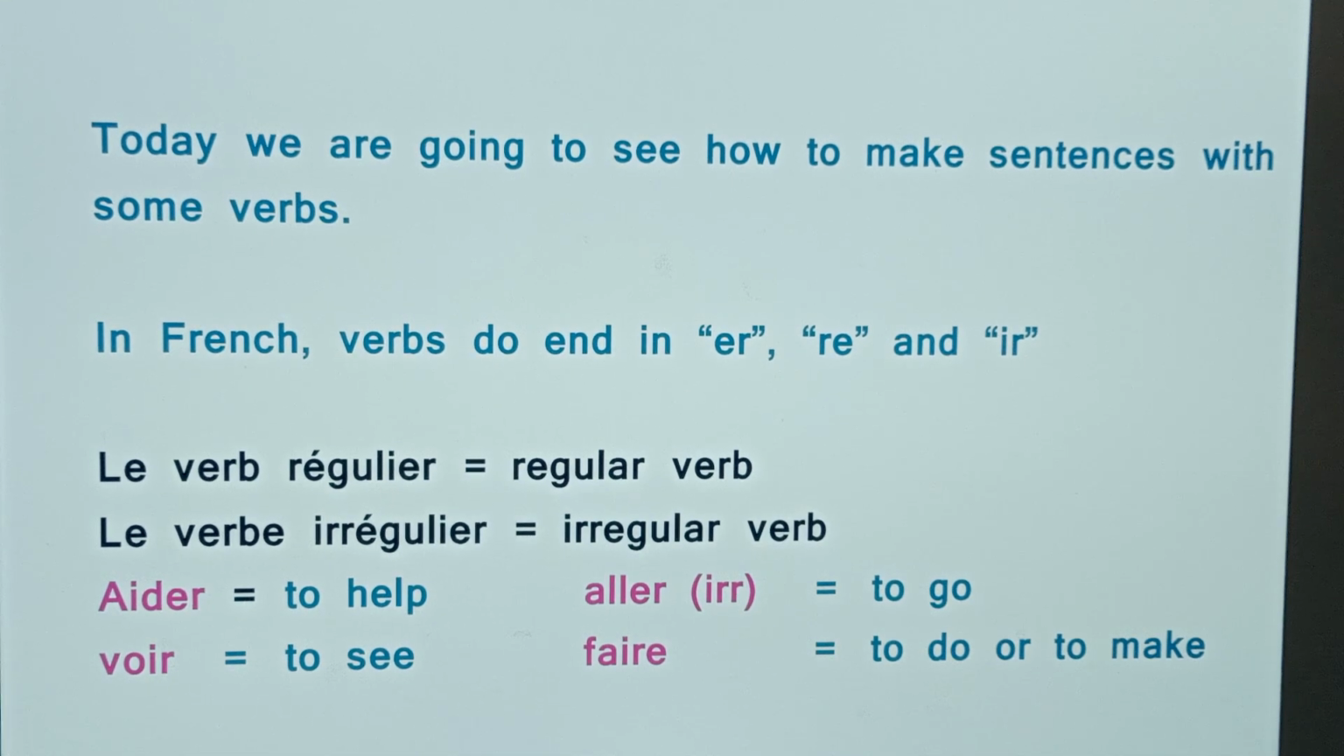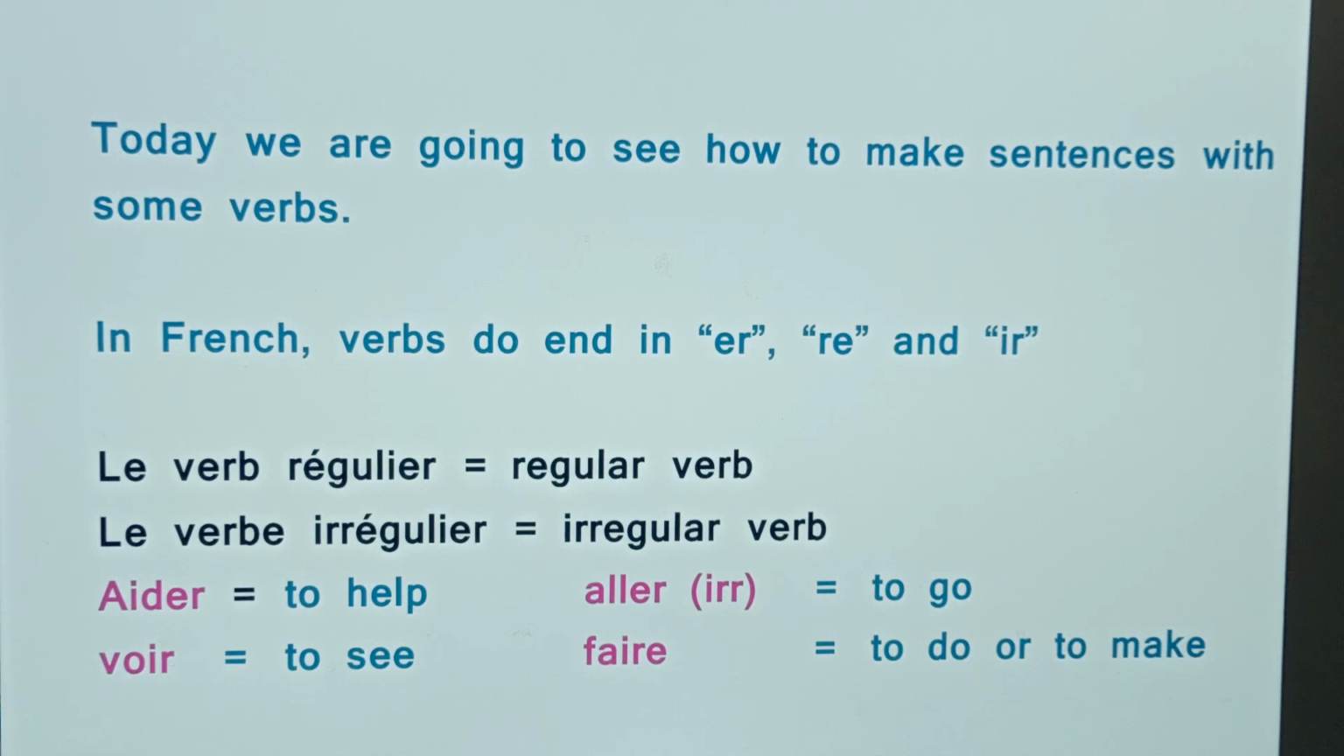So, as you could see, today we're going to see how to make sentences with some verbs. In French, normally verbs end in er or re or ir. This is the normal pattern in French, but in English, it's not like that. It could be anything. For example, to help, to see, to go, to make, to do. So there is no such thing. But we are going to concentrate on French.